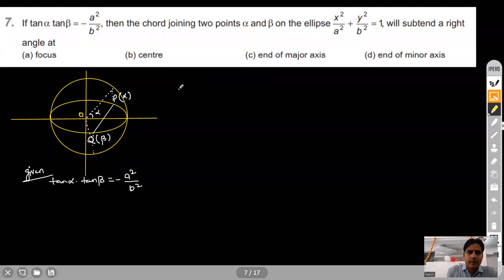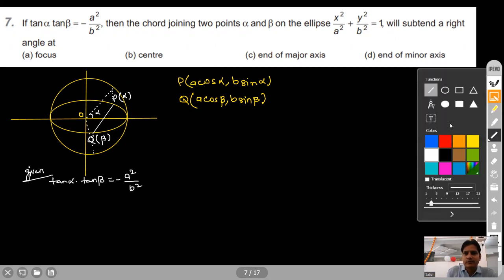So the coordinates of P, whose eccentric angle is alpha, will be a cos alpha and b sine alpha. And what will be the coordinates of Q? Its eccentric angle is beta, so it will be a cos beta, comma b sine beta. Is it okay? Now, let me join these two points, O and P, and let me join O and Q.